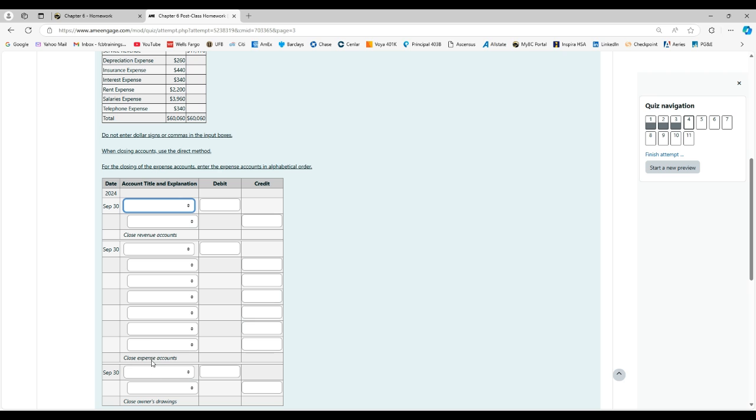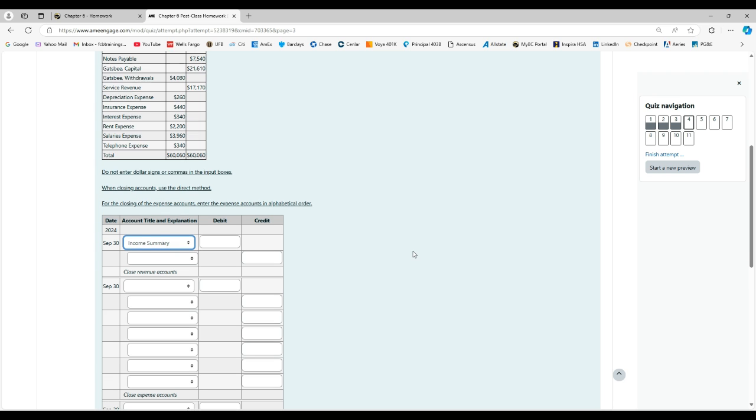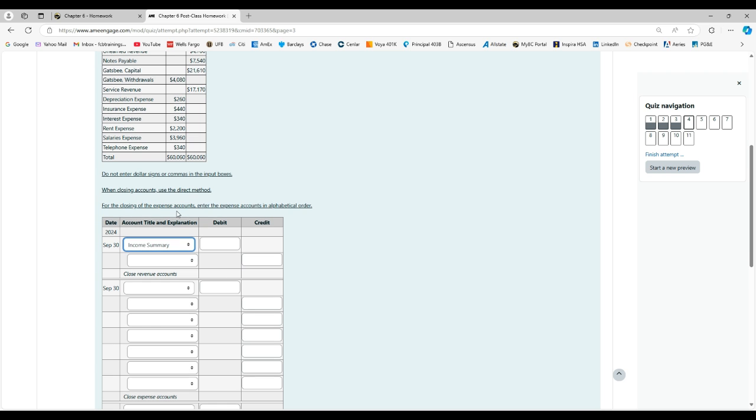So again, we've got income summary. Oh, sorry, that should be the revenue account, which is called service revenue. Let's find it. There we go. And then income summary. And what was the total revenue? It was 17,170.